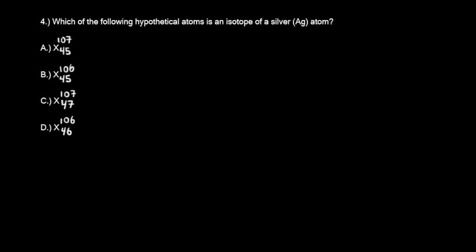Here's question number 4. It reads, which of the following hypothetical atoms is an isotope of silver? And the options A, B, C, and D are listed. What do you think is the answer to this question?